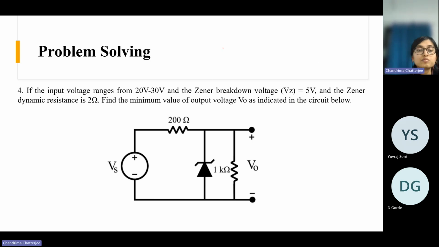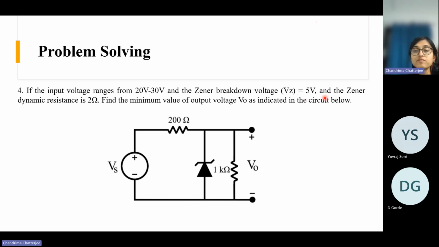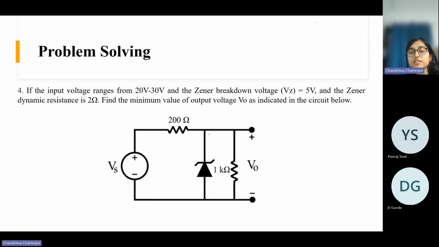What they are asking: if the input voltage ranges from 20 volt to 30 volt, the Zener breakdown voltage is 5 volt and the dynamic resistance is 2 ohm, find the minimum value of output voltage as indicated in the circuit. They have given the Zener voltage and also the dynamic resistance value, so they are asking us to use the non-ideal model of the Zener. This is not an ideal Zener because here they have provided the dynamic resistance along with the Zener voltage.